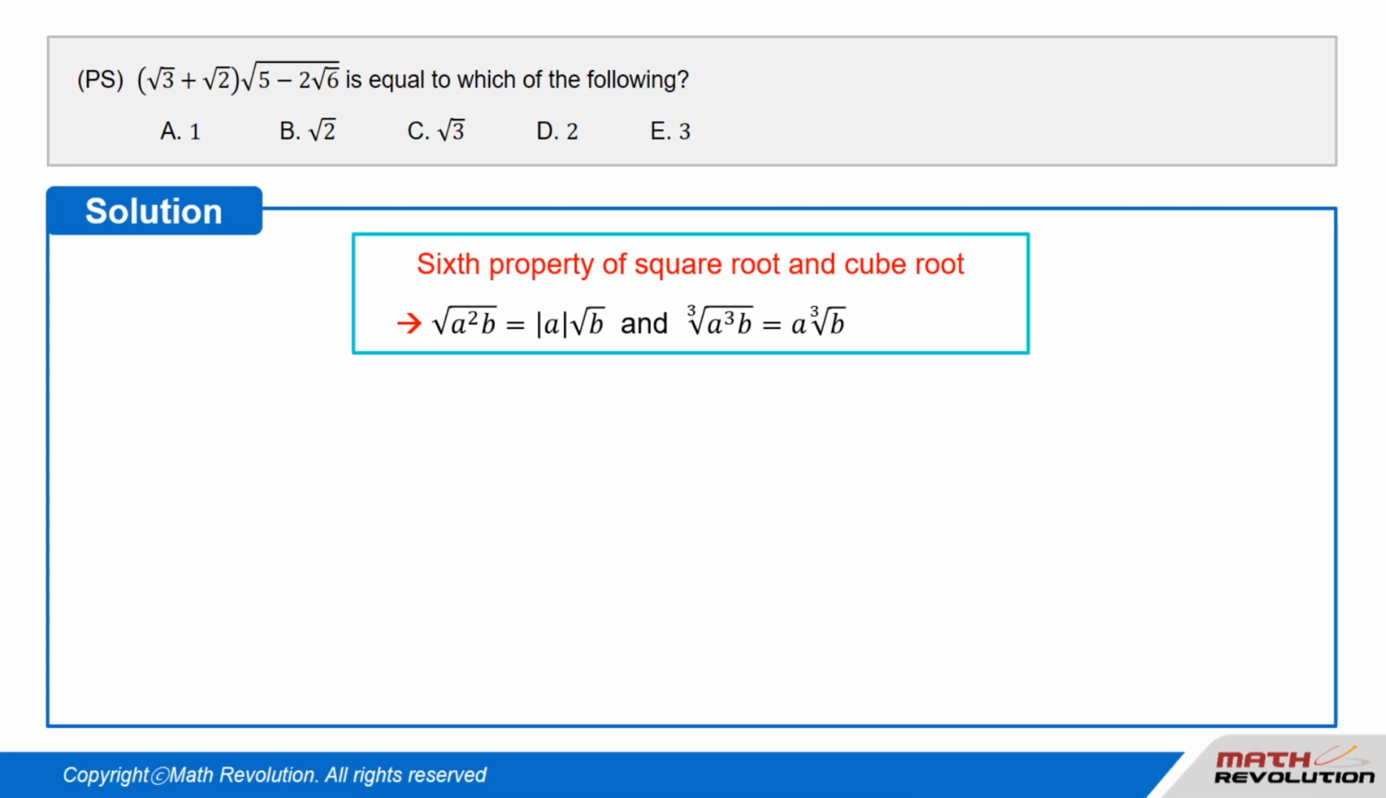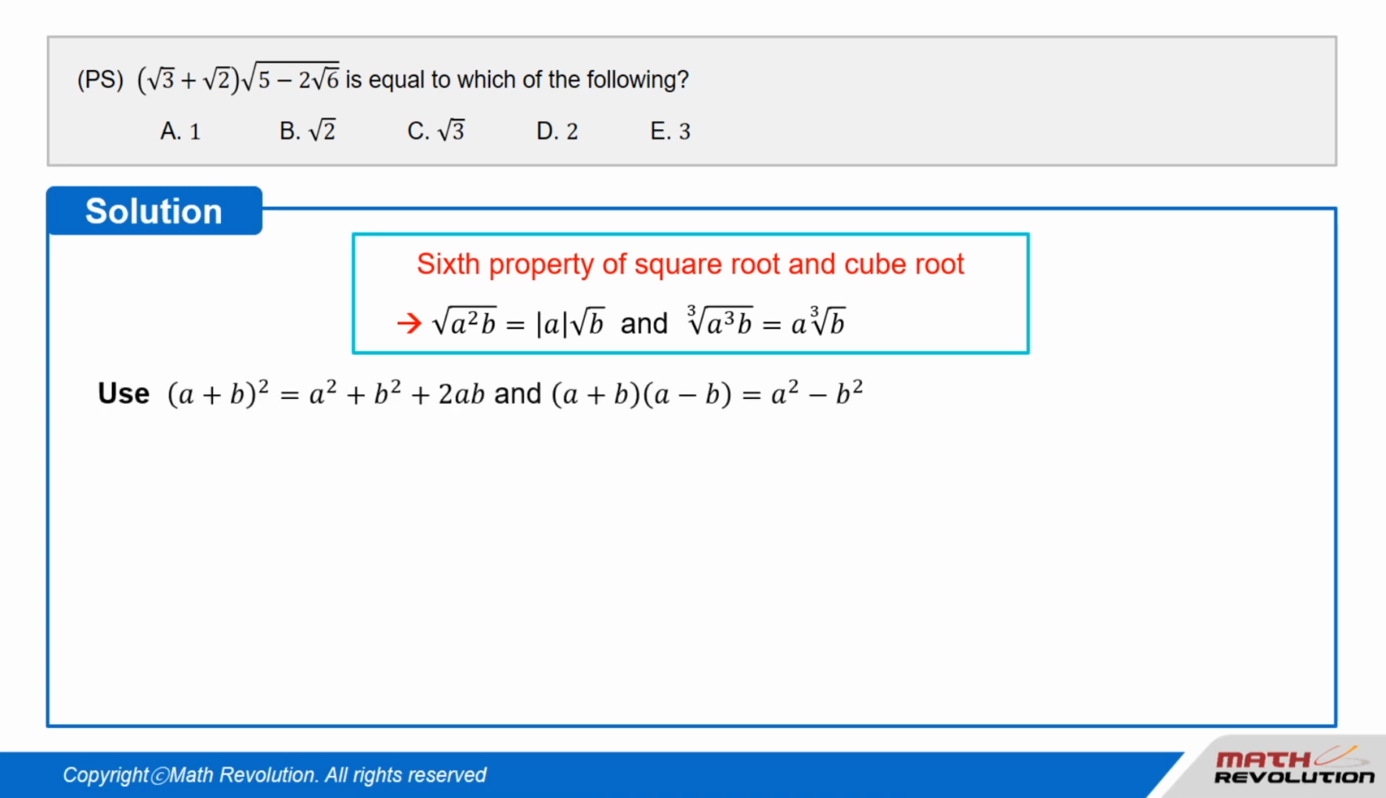An even exponent under the same even root will result in an absolute value of the number, while an odd power under the same odd root will result in the number itself. So, √(a² × b) equals |a| times √b, and the cube root of (a³ × b) equals a times the cube root of b.